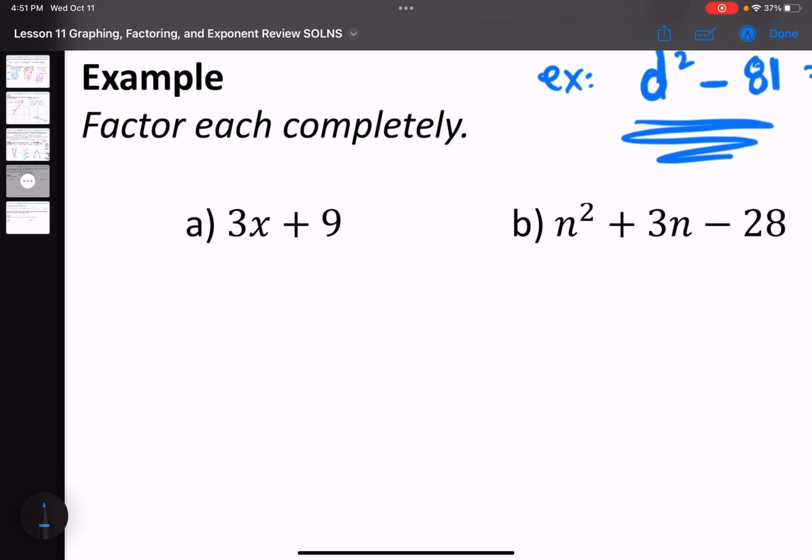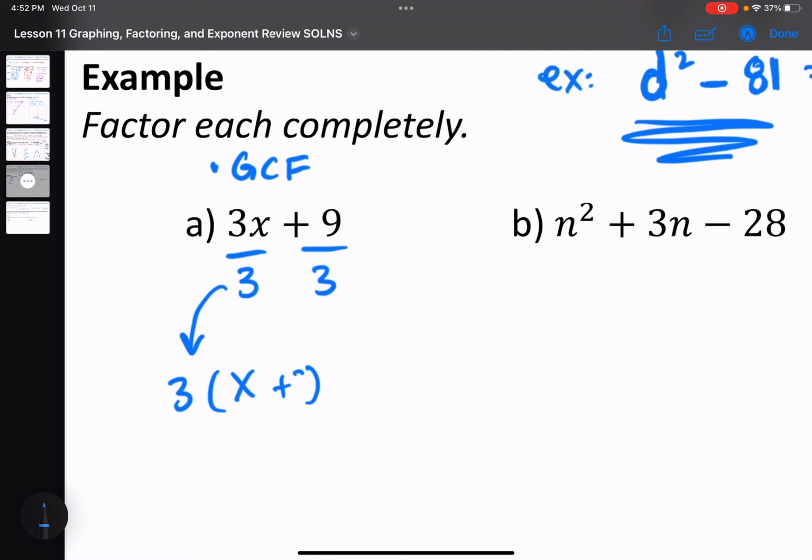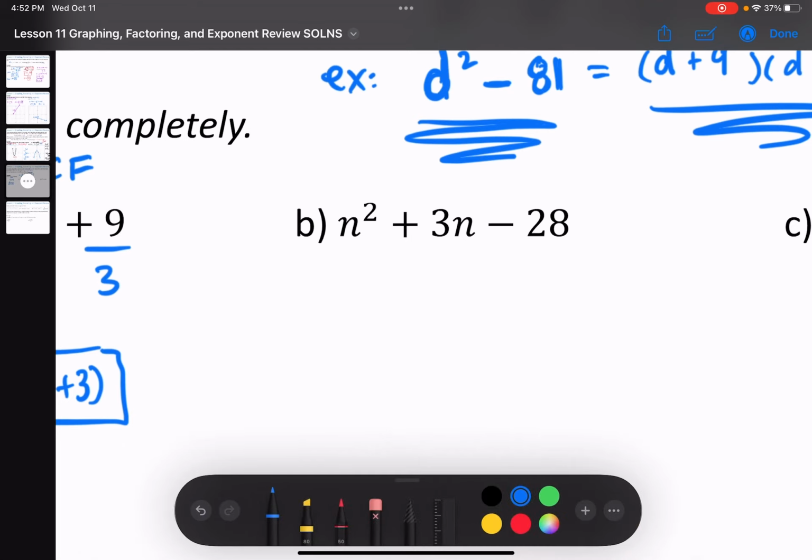So let's look at example A. Looking at example A, 3x plus 9, this looks like an example of GCF factoring because both 3x and 9 can be divided by one term. 3x and 9 can both be divided by 3. So when I factor out the GCF, the 3 goes in front, and left over after we divide is x plus 3. And this would be our fully factored form because x plus 3 inside the parentheses can't go any lower.